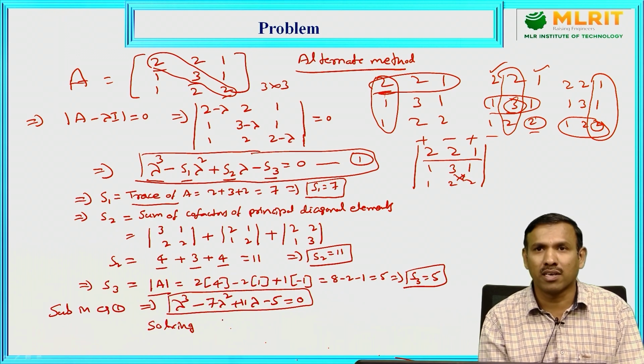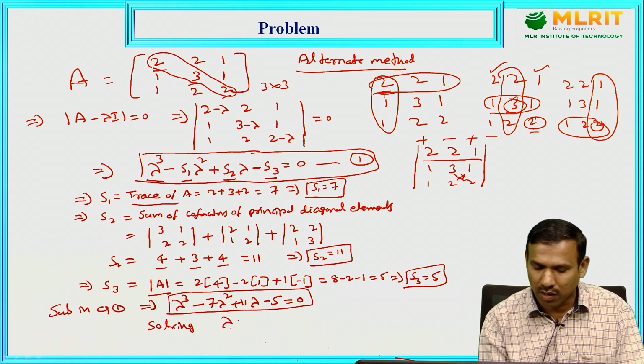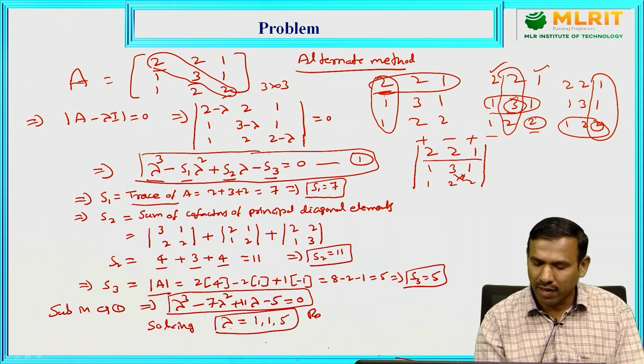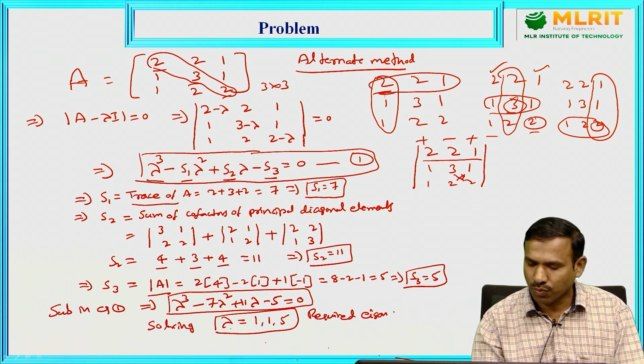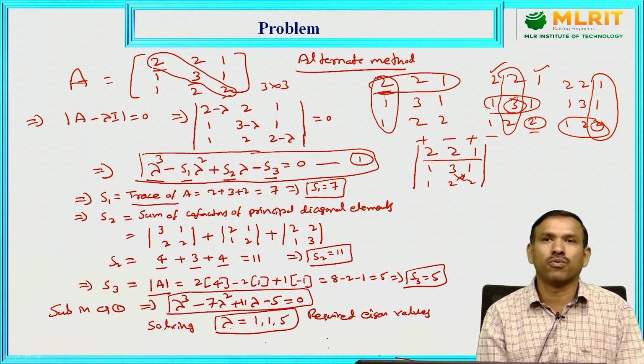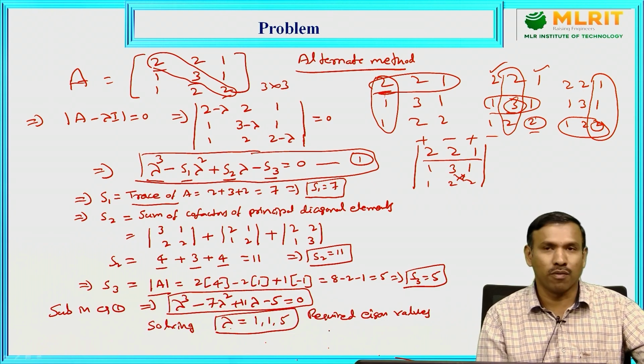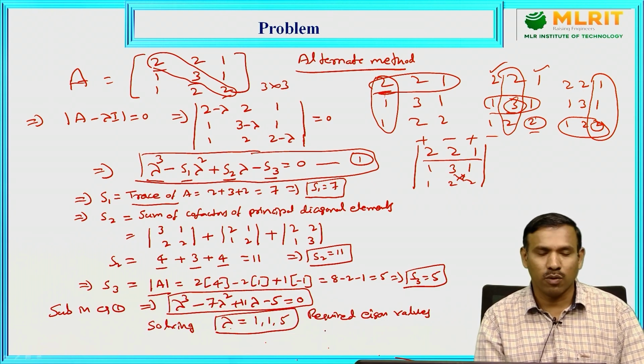We can use a scientific calculator, we can do factorization, we can use synthetic division, your wish, depending on the student's skills, they can use any one of the methods. But the main point to be remembered: it is a cubic equation, so we have to write 3 eigenvalues. Lambda is equal to 1, 1, 5, the same roots as before, because solving the same equation gives the same roots, which are the required eigenvalues. So this is a method to find the eigenvalues of a matrix: 1, 1, 5. I hope everyone can understand easily and can find the eigenvalues by both methods.